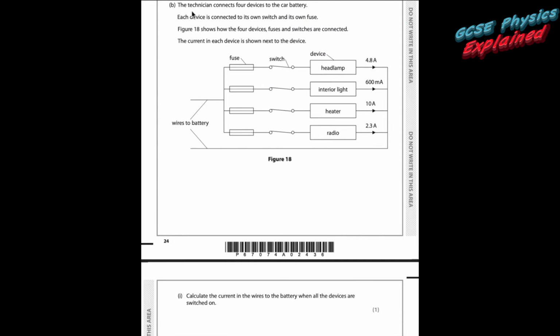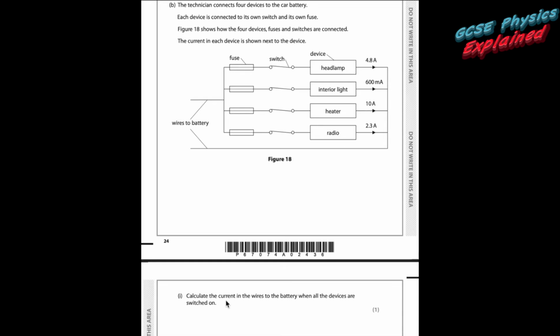Part B. The technician connects 4 devices to the car battery. Each device is connected to its own switch and its own fuse. Figure 18 shows how the 4 devices, fuses and switches are connected. The current in each device is shown next to the device. So the headlamp uses 4.8 amps, interior uses that, heater uses that, and radio uses that.